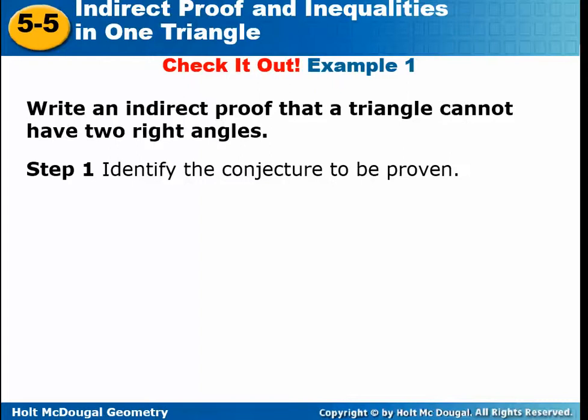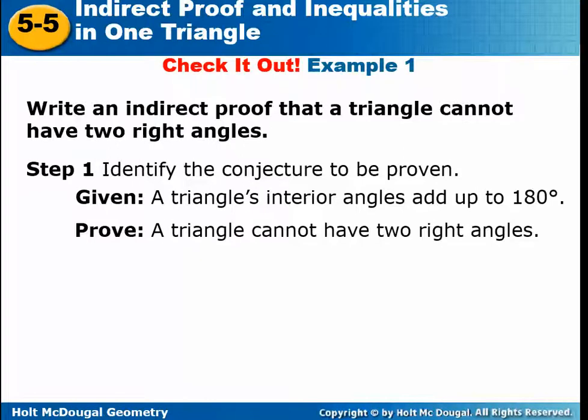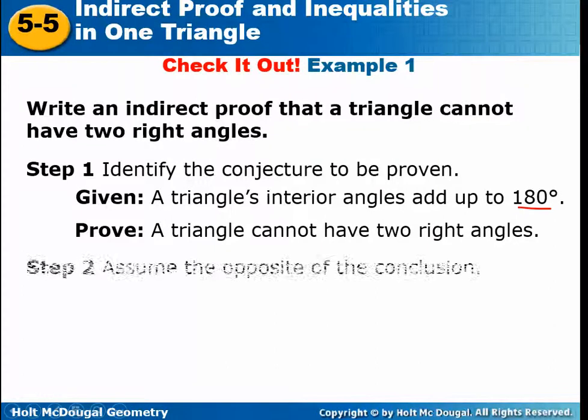So the conjecture is that a triangle cannot have two right angles. Now, for our given, we had to use something we already knew. I already know that all the angles in a triangle should add up to 180 degrees. We learned that already. That was the triangle sum theorem. So that's our first step, to figure out what's given and what's the opposite of the conclusion.